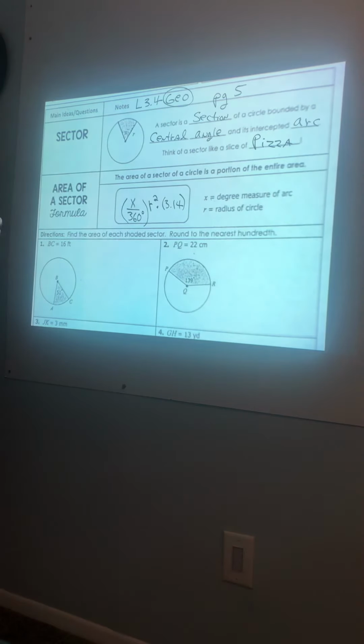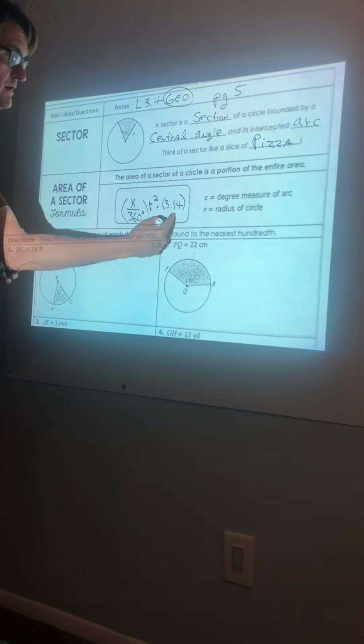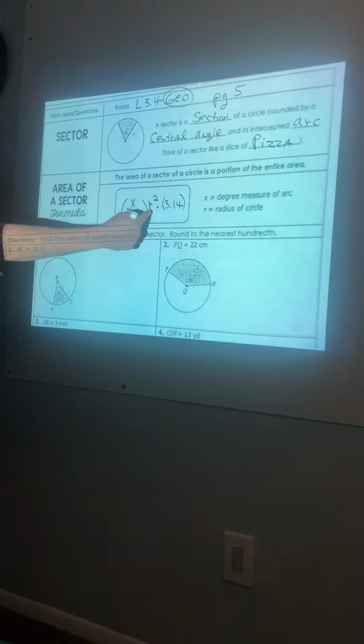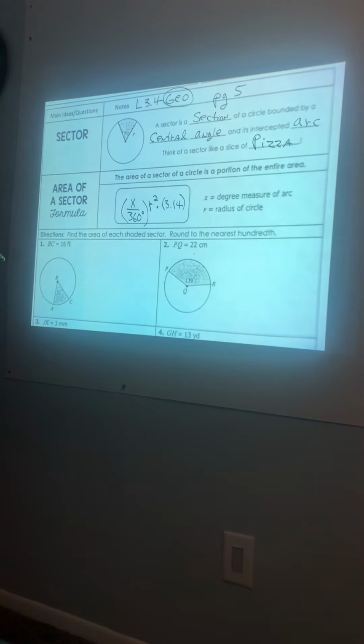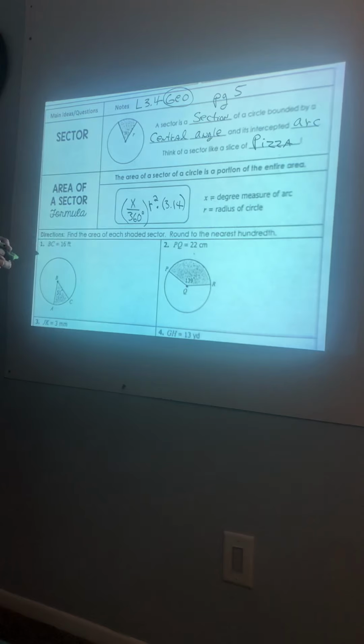I love when math is simple and it works based on something you already know. You're going to technically find the whole area, and then we're going to do a fraction of that out of 360. It's kind of like when we did arc length, except the difference with arc length is we have the circumference formula. Okay, and again, this is page 5, and I'm getting my act together, and all of these worksheets will be available to you.